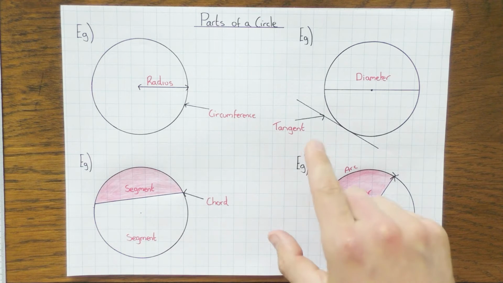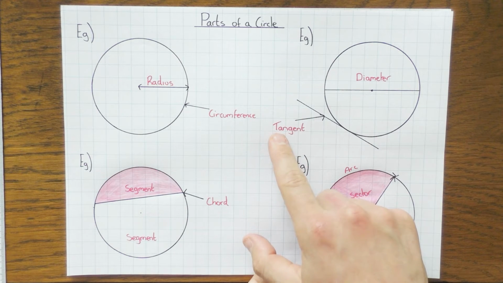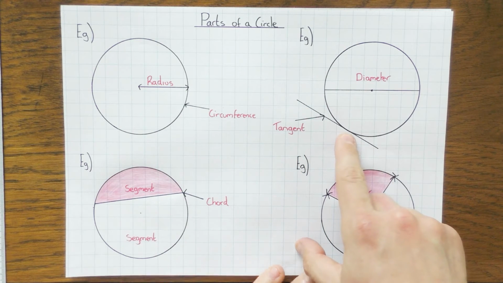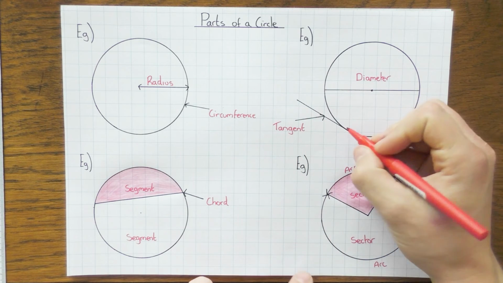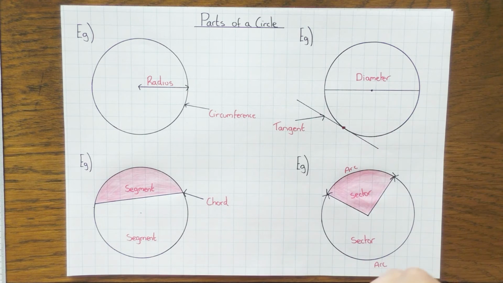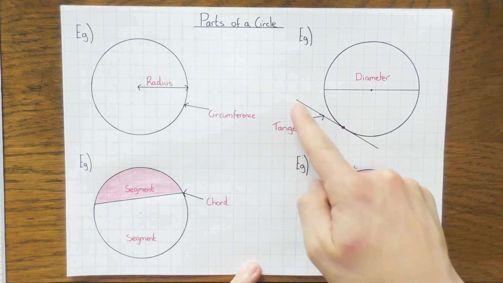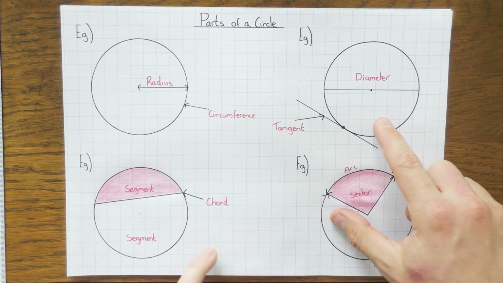The one you might not know is this line here. So this is called the tangent. A tangent is a straight line that just touches the circumference at one particular point. Okay, so imagine the circumference all around here. This line is just touching it, but it's a nice straight line, and we call that the tangent.